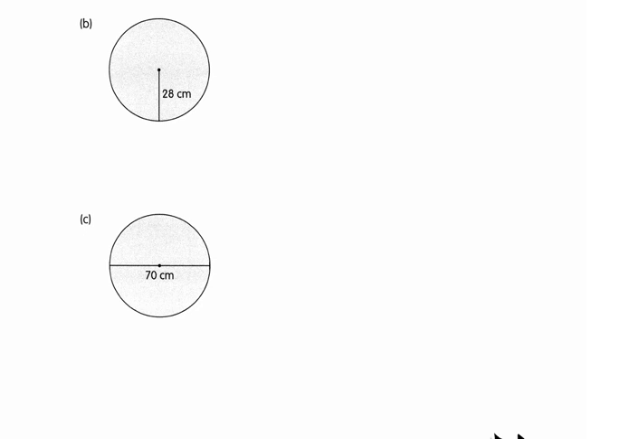Pi r square. This is what I want to hear from you. Don't tell me pi times r times r, pi times radius times radius. I want to listen pi r square. Okay, so now let's solve it because we have radius here. So pi in this case you must use 22 over 7 because it's given in the question, right? Times 28 times 28. Okay, Lauren, tell me how should I reduce it?